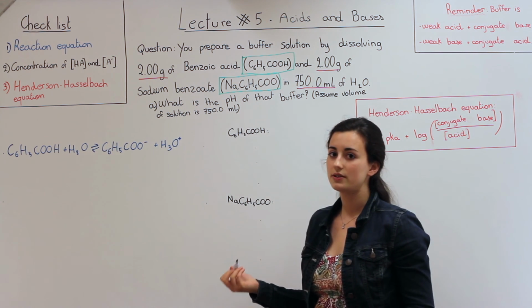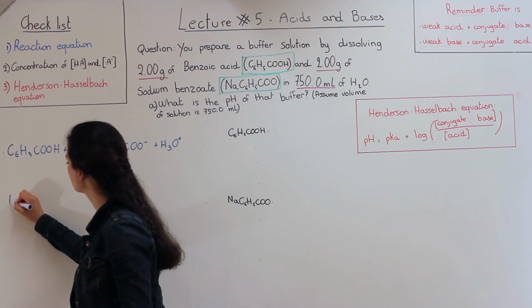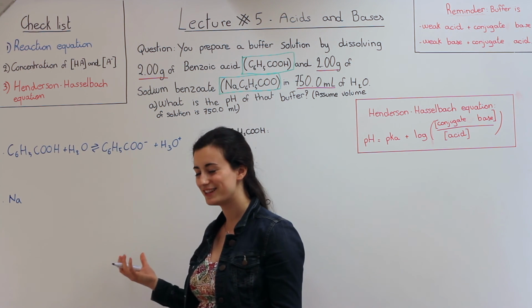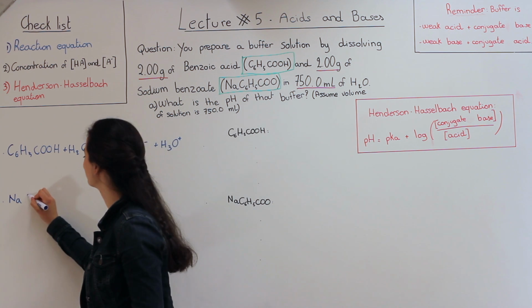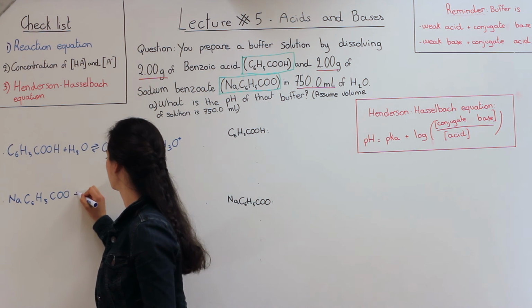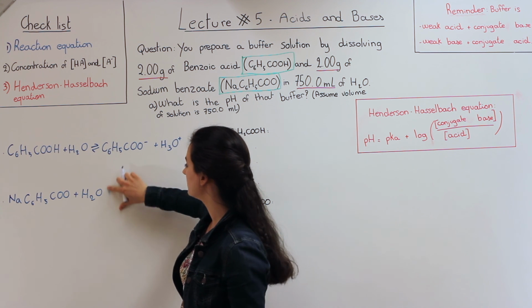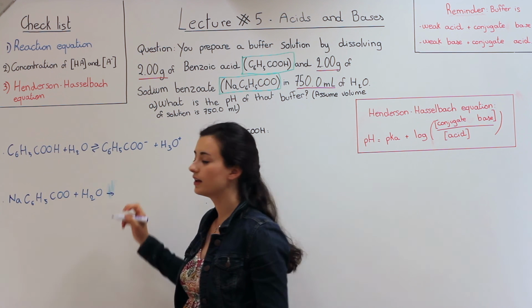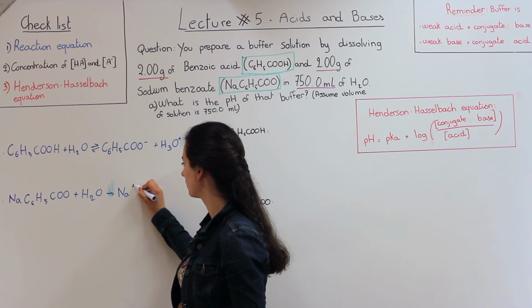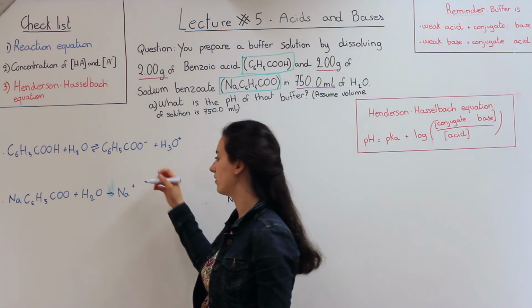Now the second step is to write down the equation for the sodium benzoate, which is a salt, so it's going to form an ionization reaction. And because it's a salt, it's going to fully dissociate into its components, meaning it's going to form Na+, sodium, and a conjugate base, which is the same conjugate base as the one above.